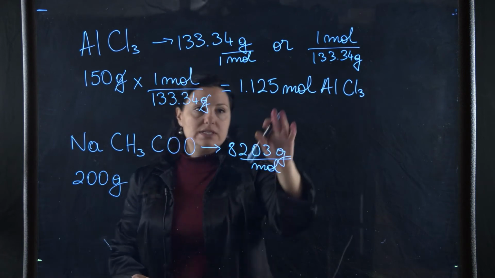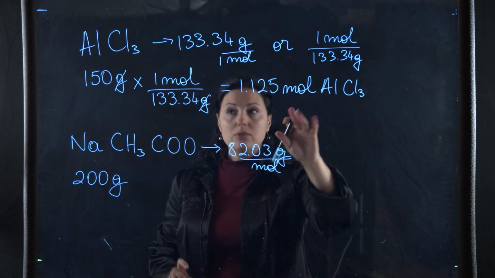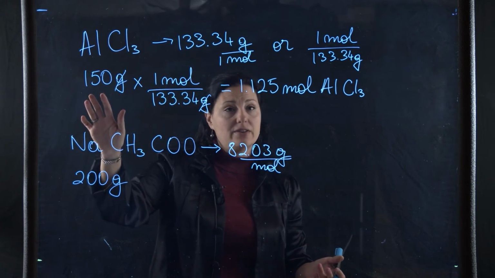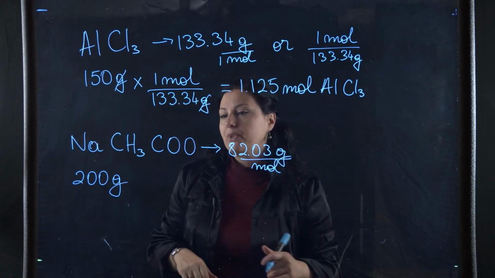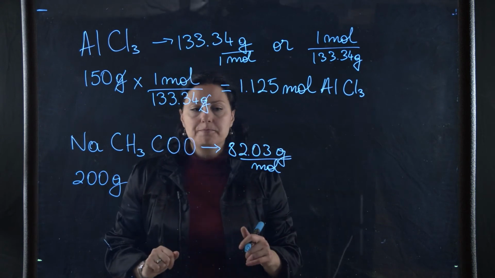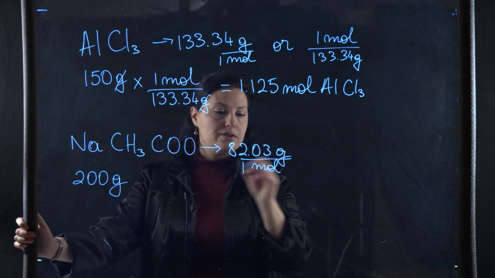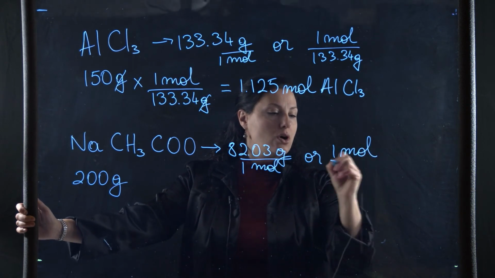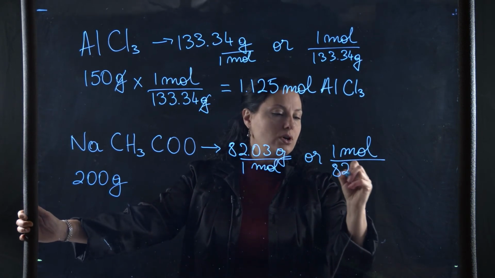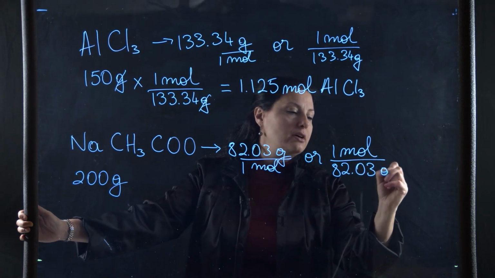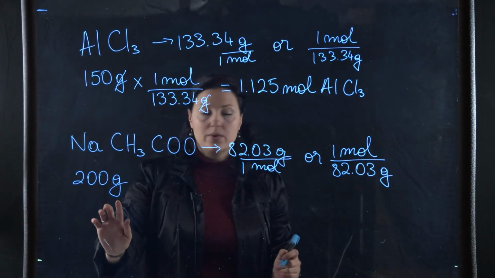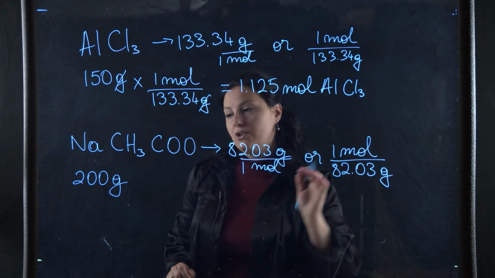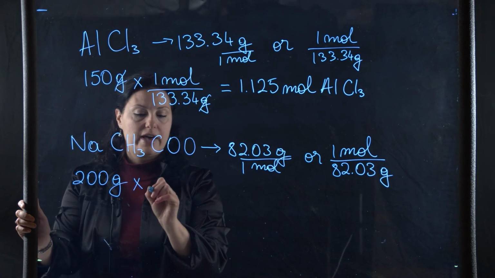Okay, as we said, this is a little more than 1 mole because 1 mole only weighs 133 grams and I have 150, so I have a little more than 1 mole. Let's take a look at this one here. So I have either this conversion factor or 1 mole over 82.03 grams. Once again, I want the grams to cancel, and I want to be left with moles. So this is the conversion factor that I want.